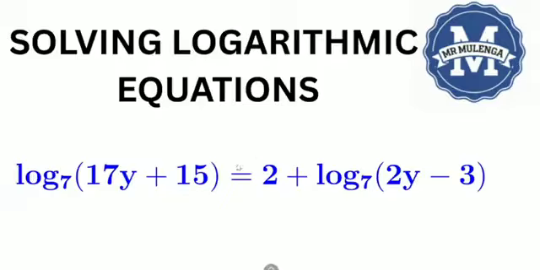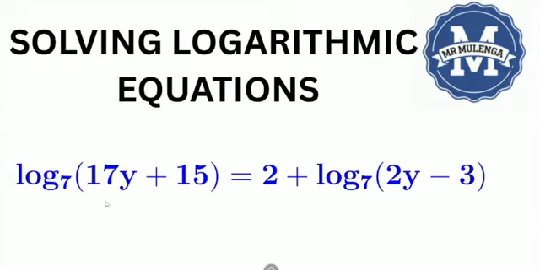So in this presentation we are looking at how we can solve a logarithmic equation. This is the logarithmic equation that we have: log in base 7 of (17y + 15) is equal to 2 plus log in base 7 of (2y - 3). You can notice that the variable that we have is y, so we should find the value of y. How are we going to find the value of y?